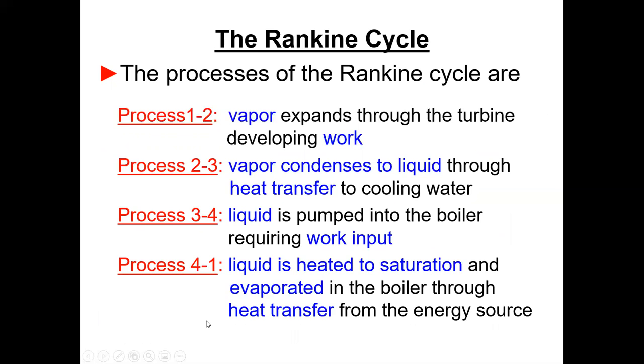So we've got a work process, creating work. We have a process involving heat transfer, which is the rejection of heat from the working fluid to the environment. Then from 3 to 4, we have a work process, where work is input to the pump in order to increase its pressure and get it back to the boiler. It's really the pump that establishes the highest pressure in the system. And process 4 to 1 is another heat transfer, where we're transferring heat from some high temperature source into the working fluid in order to produce the steam that we need.